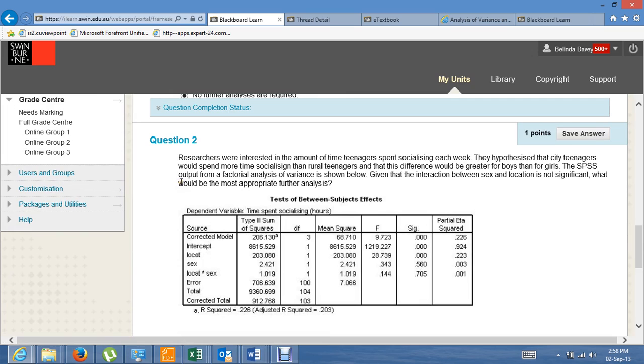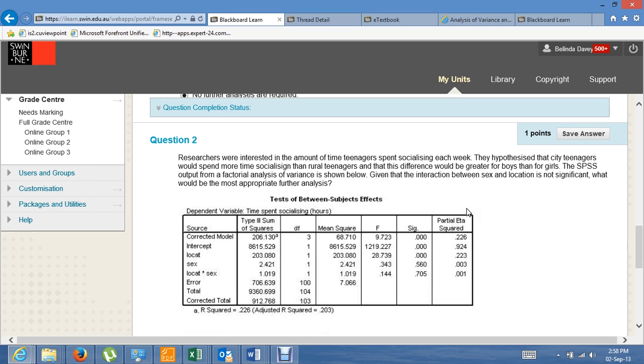Question 2. Researchers were interested in the amount of time teenagers spent socialising each week. They hypothesised that city teenagers would spend more time socialising than rural teenagers, and that this difference would be greater for boys than for girls. So again, that's an interaction hypothesis. This difference would be greater for boys than for girls.